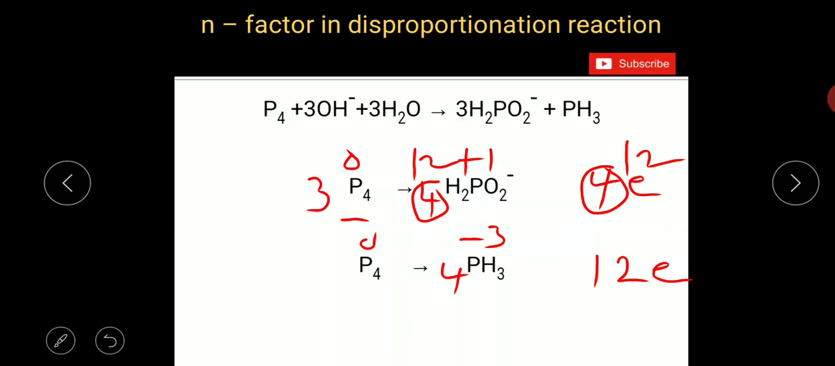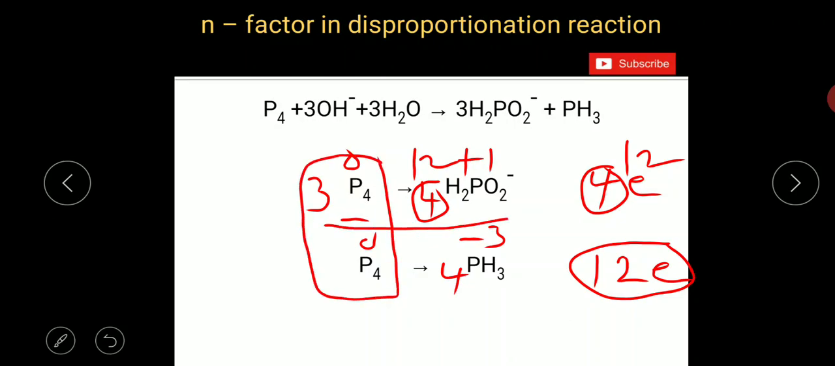So now you got how many moles of electrons transferred? 12 moles of electrons transferred from 3 moles of phosphorus to 1 mole of phosphorus. So total how many moles of phosphorus are present here in the equation? In this conversion 3 moles and in conversion of P4 into PH3 1 mole. Total 4 moles.